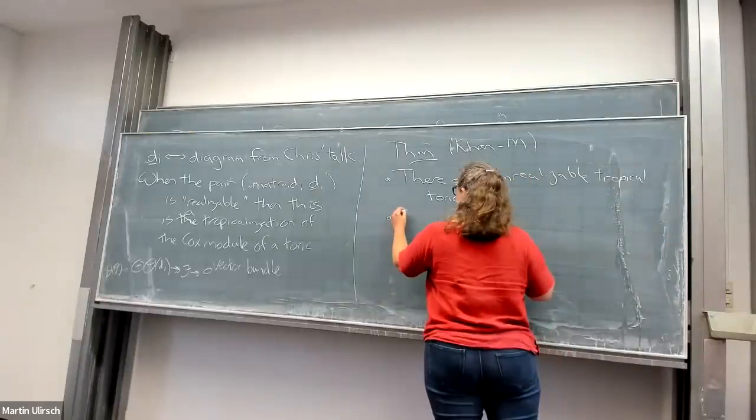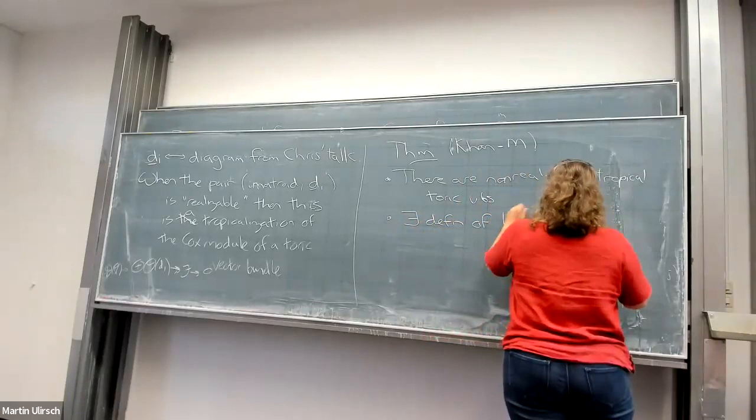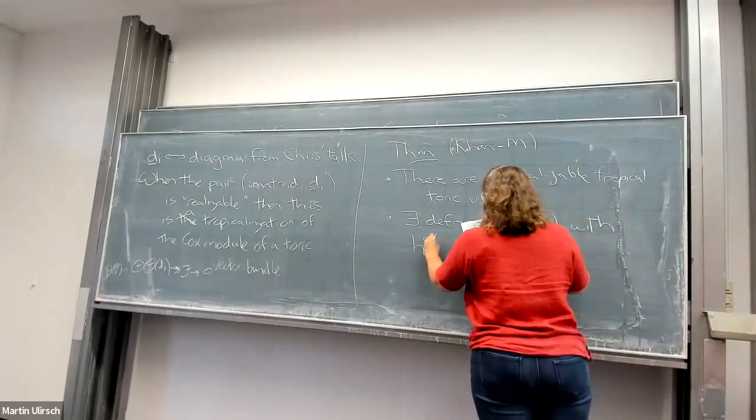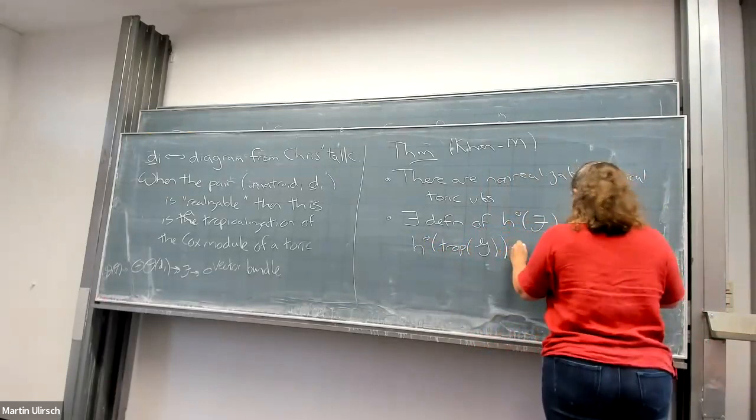So next thing is we have a definition of H naught of F with H naught of trop. If I have a toric vector bundle G that I'm tropicalizing in this way, the global sections are going to be the same.